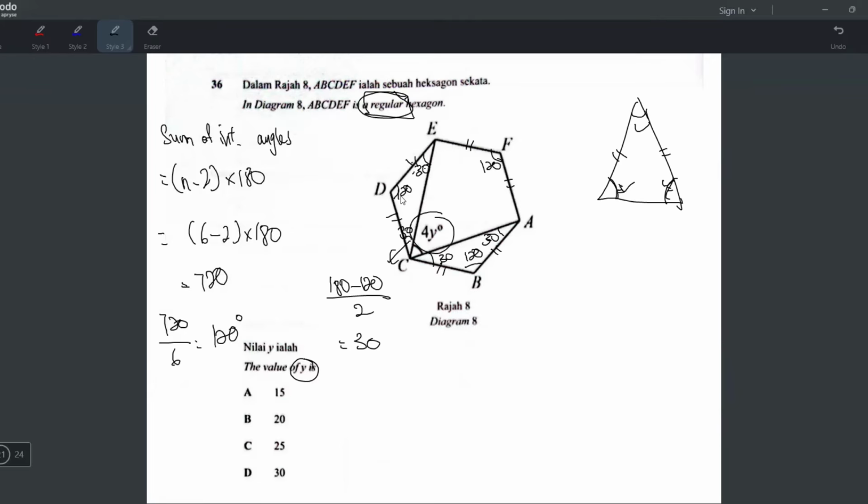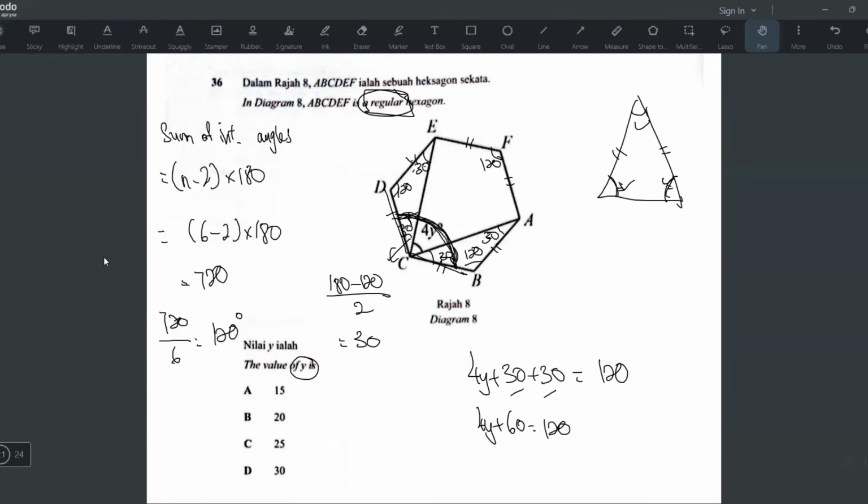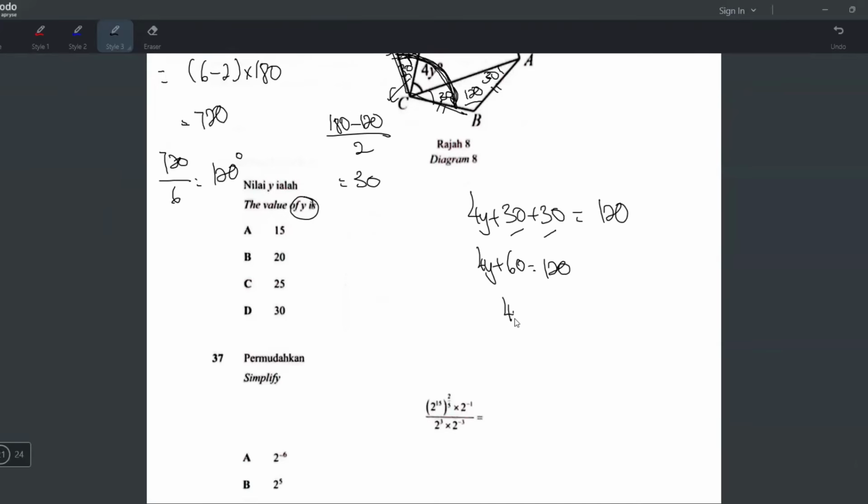So how to find y now? Remember the whole thing is 120 just now. But the 120 is not just the 4y. It's 4y plus 30 plus 30. It means the whole thing here, the hexagon angle. So 4y plus 30 plus 30 equals 120. That's what it means, the total here is 120. So now you can find y. Numbers with numbers can be done first. So 30 plus 30 gives you 60. Now to make y single, 120 minus 60 is 60. 60 divided by 4 is 15. So the answer is A.